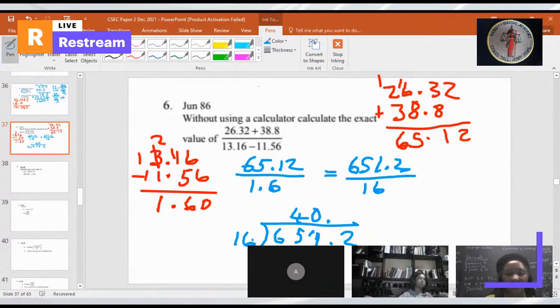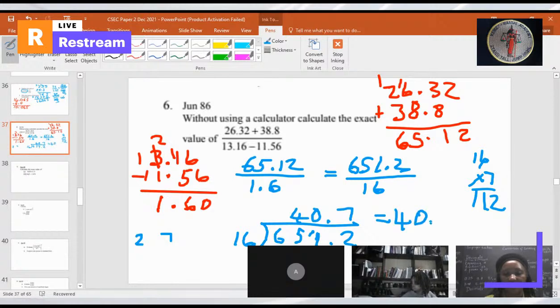What could you multiply a 6 by to end with a 2? 2 or 7. We know it's not 2. All right, so let's try 7. 16 times 7. So 7 times 6 is 42. 7 times 1 is 7 and 4 is 11, right? Yes, and we have 112. So that's 7 times. So final answer: 40.7.